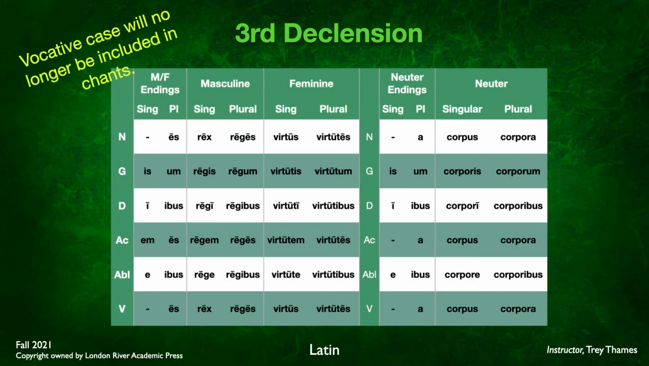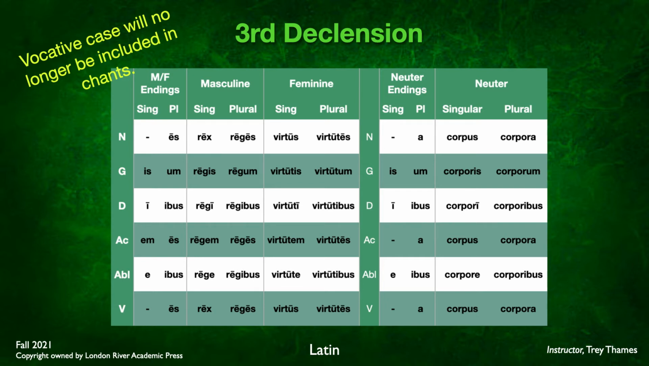Now, here we have some third declension nouns declined for us. On the left side of the table, we have an example of a masculine third declension noun, rex, regis, and a third declension feminine, virtus, virtutis. Rex, of course, you probably recognize, means king, and virtus, virtutis means courage or virtue. And so let's take a look at this.